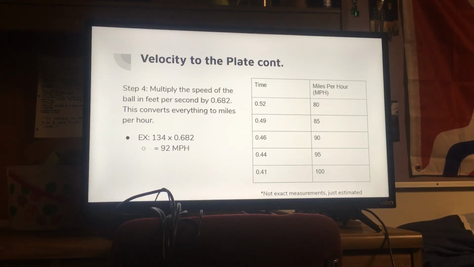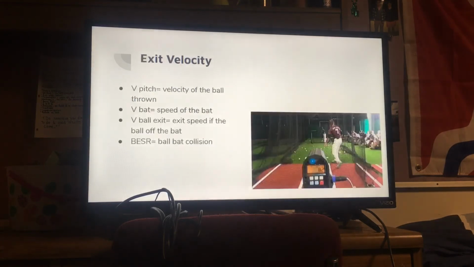So at a time of 0.52, you're going to have about 80 miles an hour. At a time of 0.49, you're going to have about 85. 0.46, you're going to have about 90 miles an hour. 0.44, 95, and 0.41, what is really good, and that is 100 miles an hour.